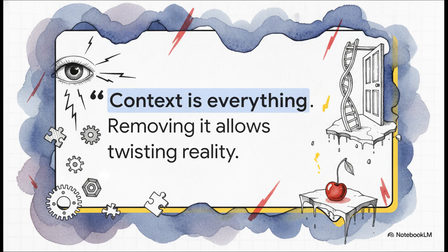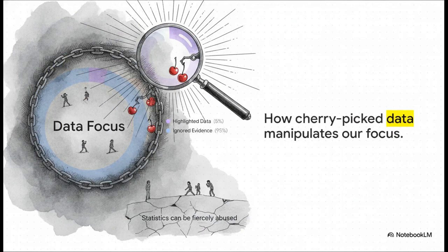Trusting an isolated quote or a single data point without looking for the context leaves you incredibly vulnerable to manipulation. It's wild how this works with statistics too. Think about a tiny 5% slice of data. When you're being fed cherry-picked info, your attention is forced onto that tiny sliver.